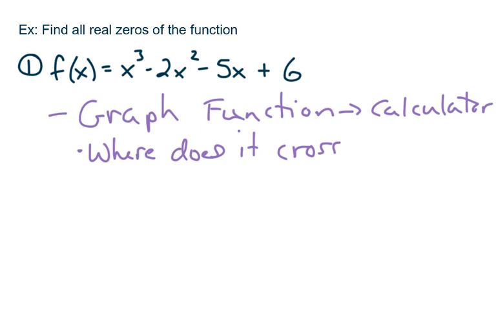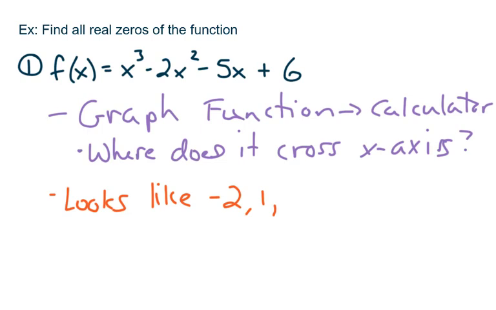Okay? So when you do this, let me put a question mark there because that's really the question you're asking. Where does it cross the x-axis? What you're doing here, when you do this, it will look like it crosses the x-axis at negative 2, positive 1, and positive 3. Okay? What we need to do is check them. We need to check. Be sure.